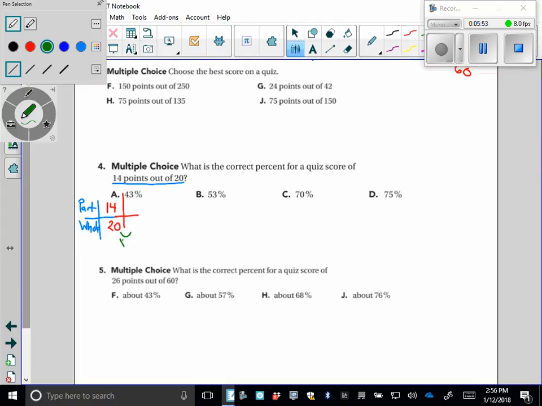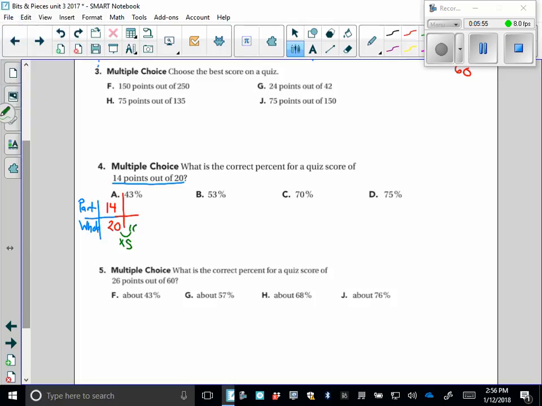By 5, you mean? Yeah, by 5. That's how you do it. That's awesome. So 5 times 14: 5 times 10 is 50, and 5 times 4 is 20, so it adds to 70. So 70%.